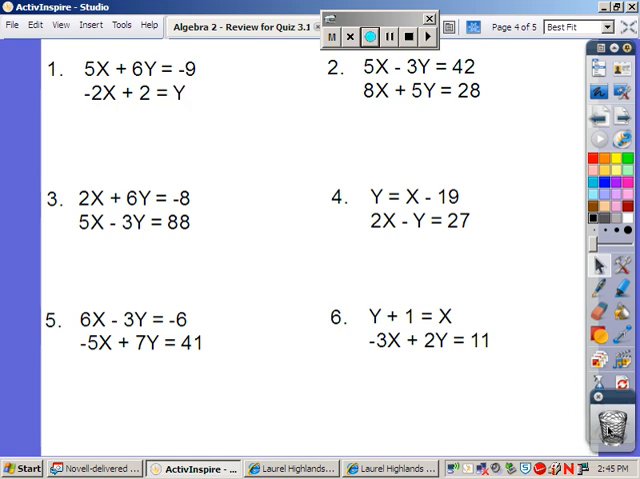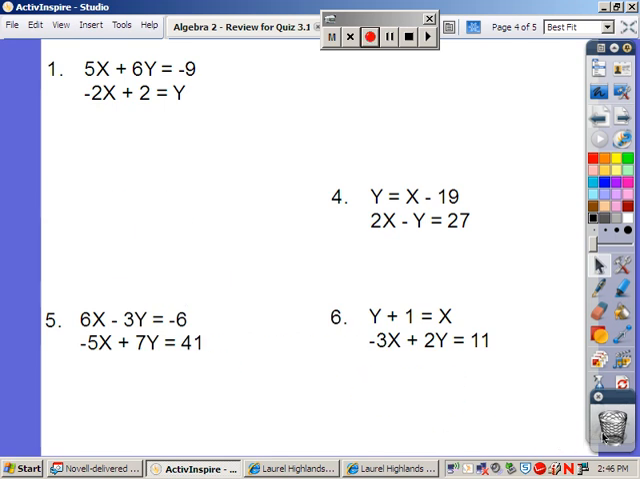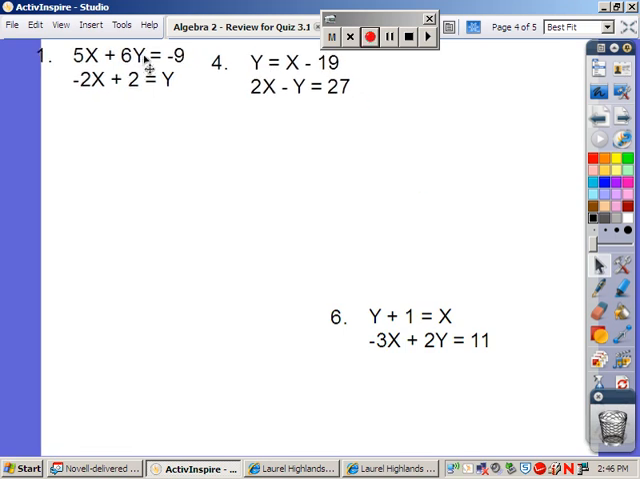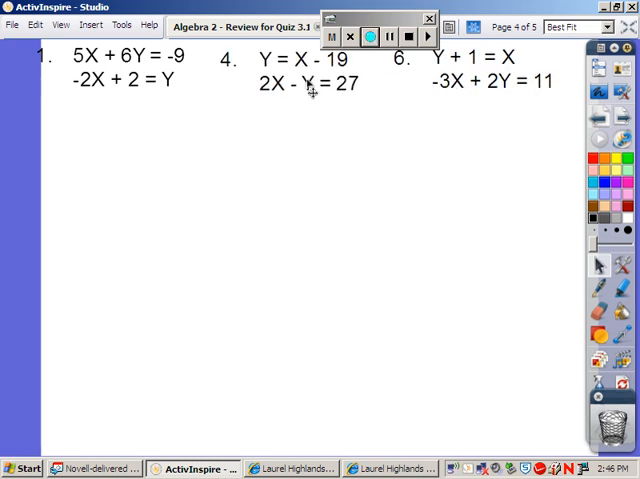So for substitution, I'm going to focus on number 1, 4, and 6 because those are the only ones here that have a lone variable like that. So for now, I can take number 2 out of here, number 3, and number 5. Okay, so let's take a look at number 1.